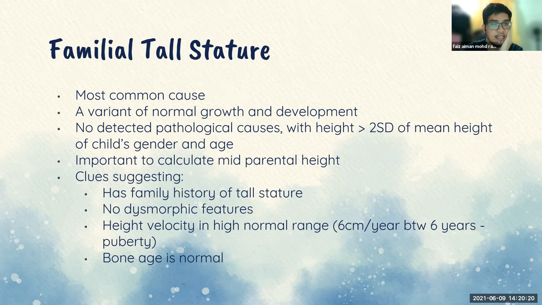The clue suggesting familial tall stature is that when there is a family history of tall stature, the child has no dysmorphic features, and usually the height velocity will be in the high normal range, and the bone age is normal. So most likely it's familial tall stature. So it is important for you to get the parents' height to calculate the mid-parental height.